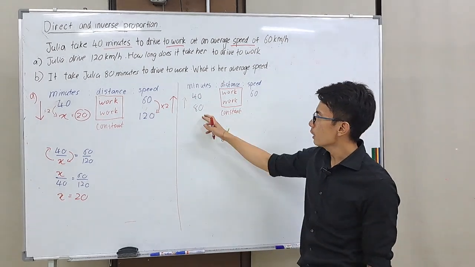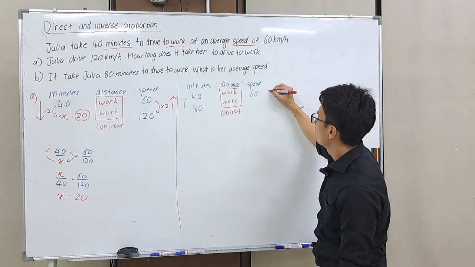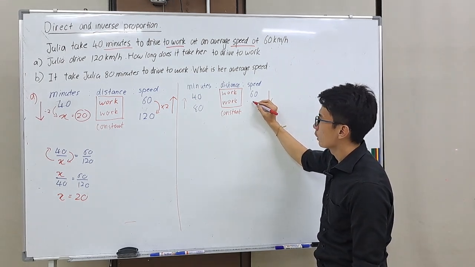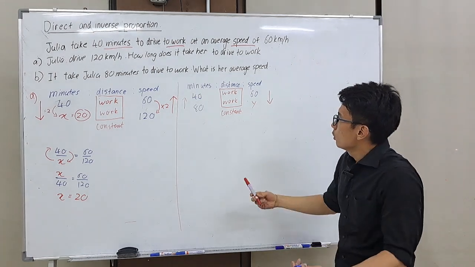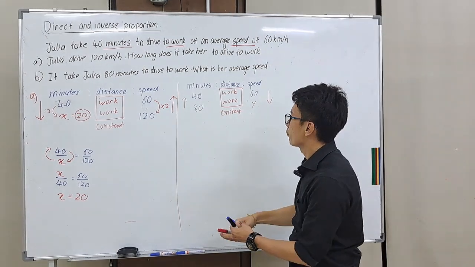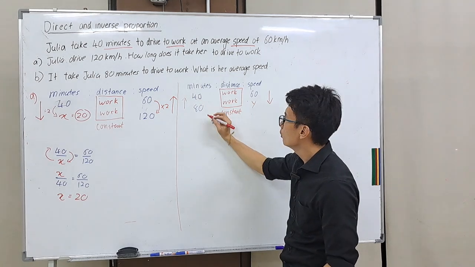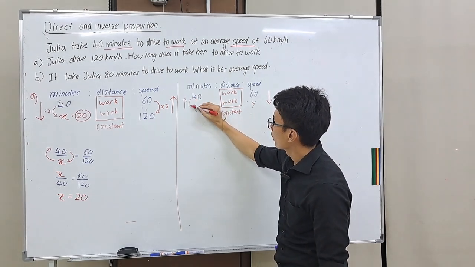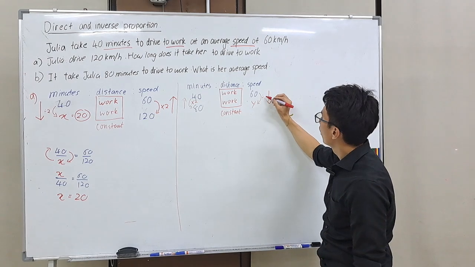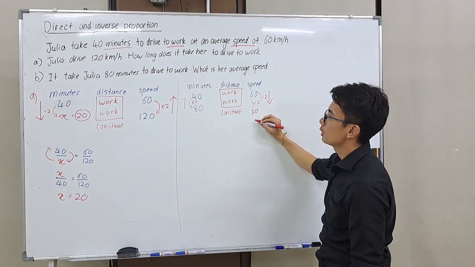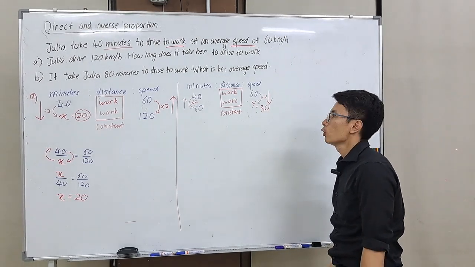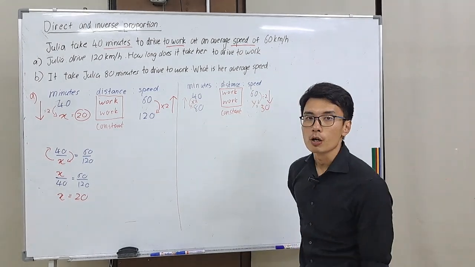So technically, if I take longer to reach my workplace, I should drive slower, right? So again, that will be my inverse proportion. That will be my unknown here. Let's choose another letter, let's choose y this time. I have double the amount of time, 40 to 80. So for my speed, I should reduce by half, which gives me y equals 30. So Julia is driving at 30 kilometers per hour.